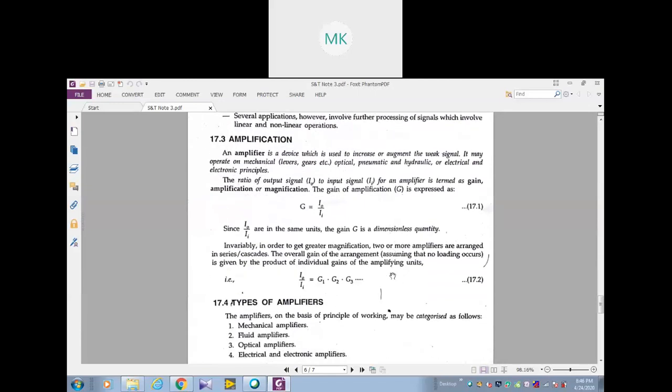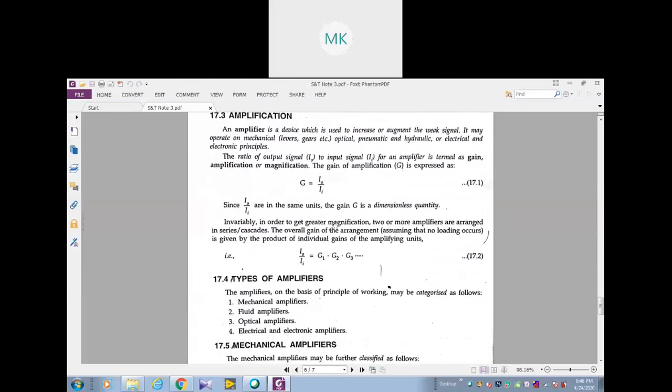Next, what is amplification? You know this one: amplification is increasing the signal level. IO is the output signal, II is the input signal. Output by input is the gain of the amplifier. The gain of amplification G is expressed as IO divided by II. Since IO and II are in the same units, G is a dimensionless quantity. Units get cancelled.